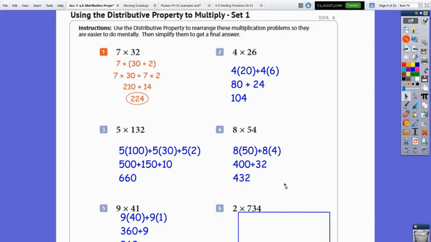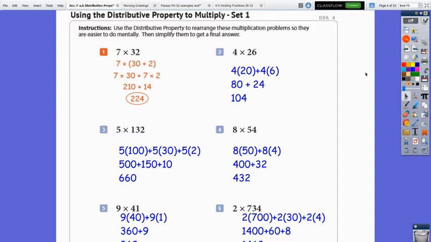2 times 734. Now, these numbers are a little bigger. 2 times 700, 1,400. 2 times 30 is 60, and 2 times 4 is 8. 1,468. So this is how you do problems like this without a calculator, using the distributive property.